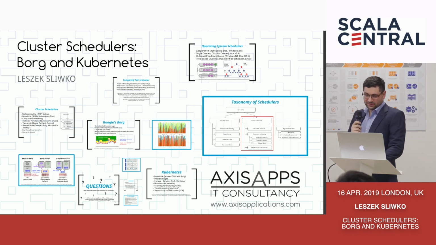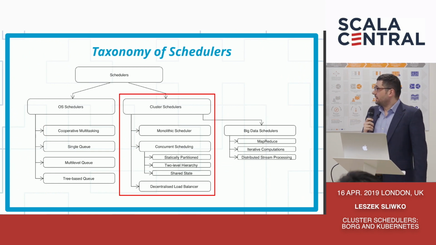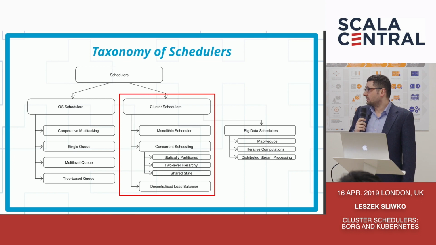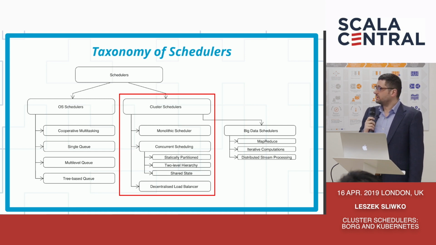Before we start, what are we talking about today? We'll be talking about a taxonomy of schedulers. We will focus primarily on the cluster schedulers in this taxonomy. However, we also need to talk a little bit about what's happening in operating systems. And there's also another branch of big data schedulers. There are a few differences, but maybe not in this presentation. This is really a lot of material to cover. So let's start.